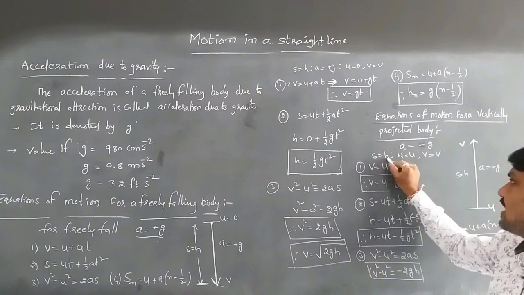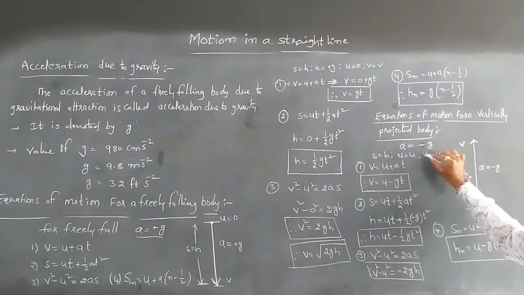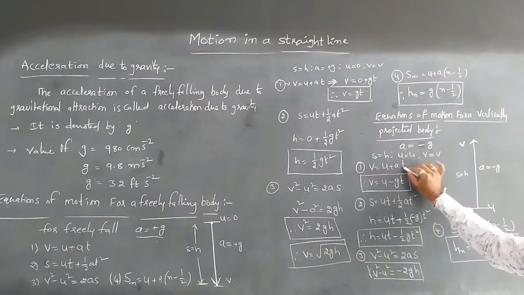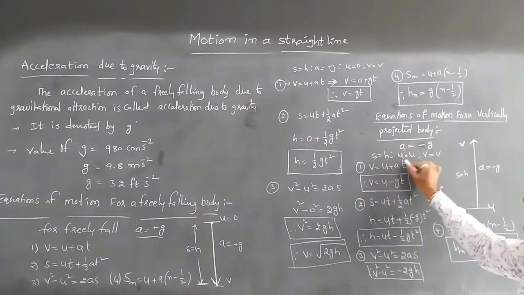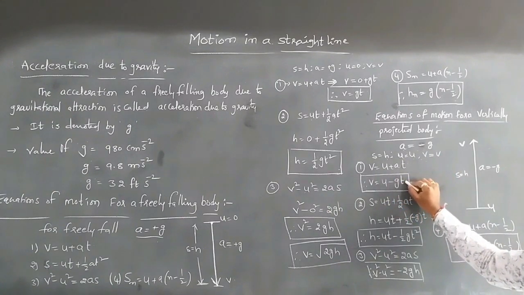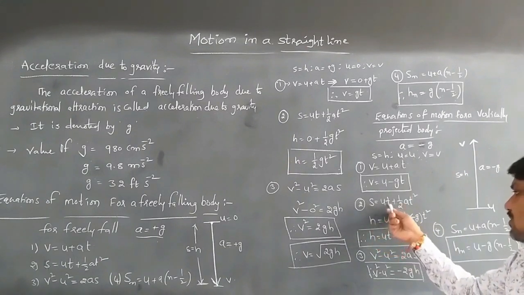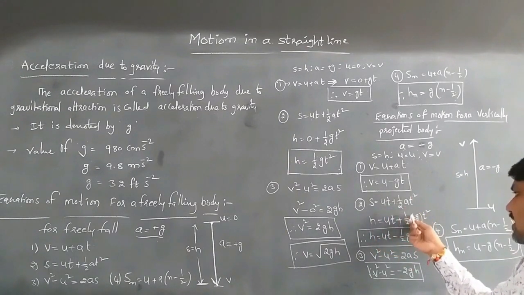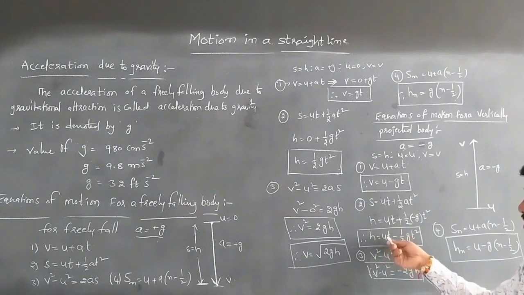So that's why acceleration due to gravity will be a is equal to minus g. So s is equal to h, then initial velocity is there and final velocity is also there. By substituting these values in the kinematical equations of motion, we get v is equal to u, a is equal to minus g, so u minus gt is the first equation of motion. And then the second one, s is equal to h, we have ut, and half at square, where a is equal to minus g.